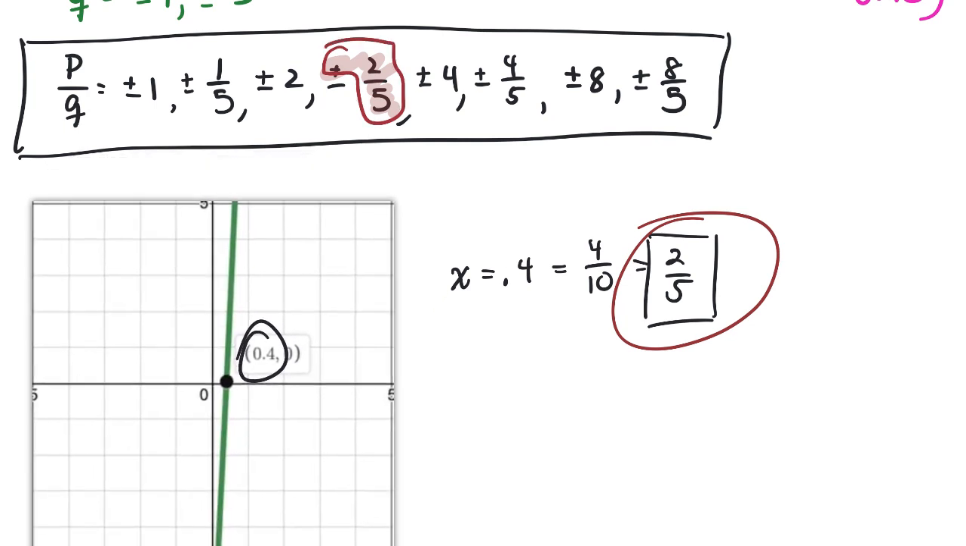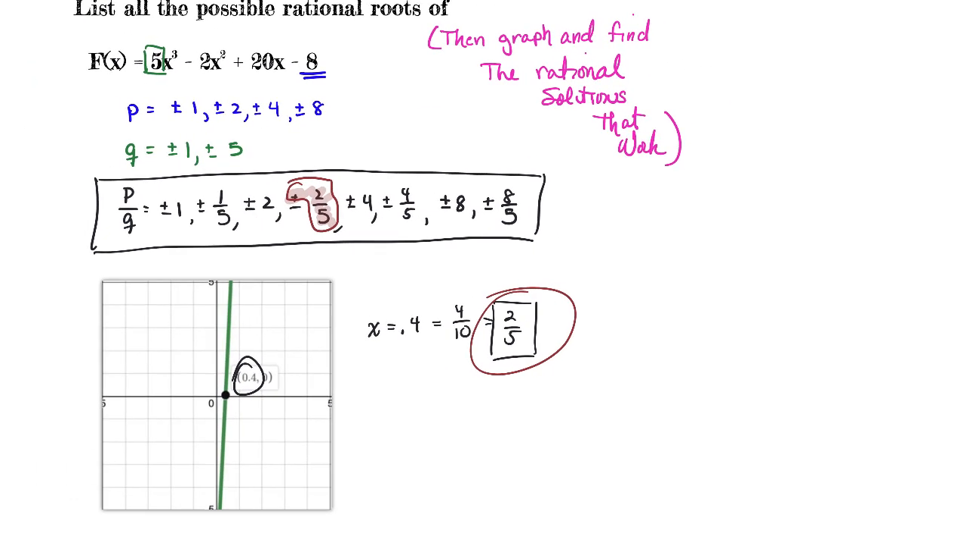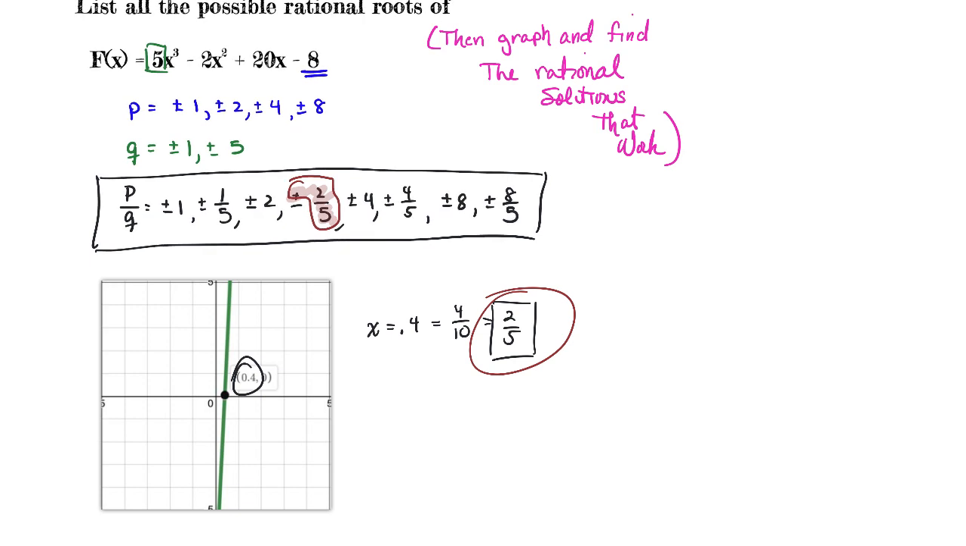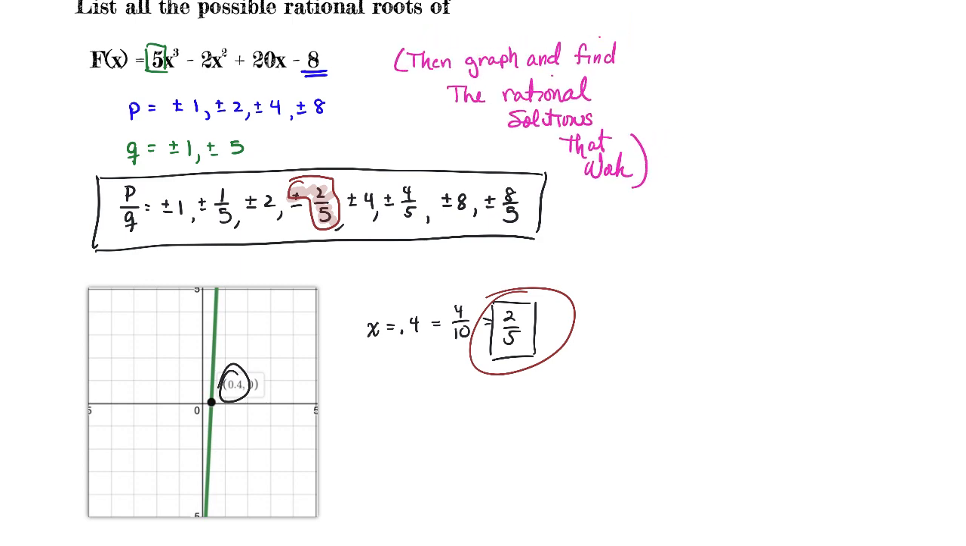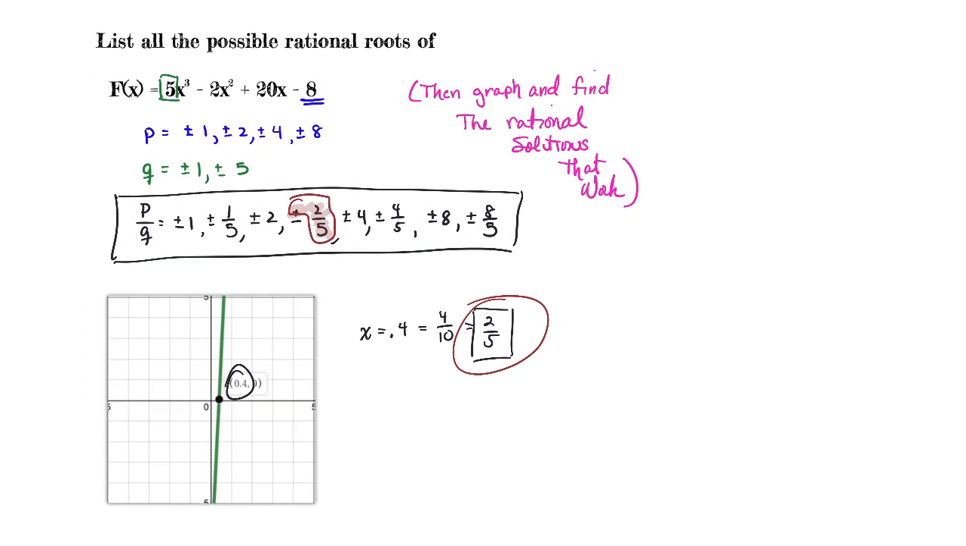Our graphing calculator checked those for us very quickly. This thing still has 2 more solutions, but we know they're not rationals, and we would know that we can go in and use some other methods and techniques that we have to solve it.